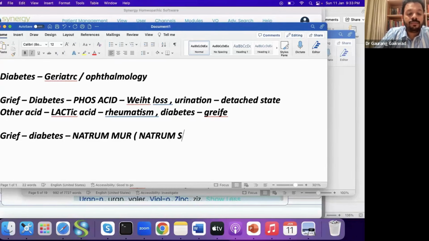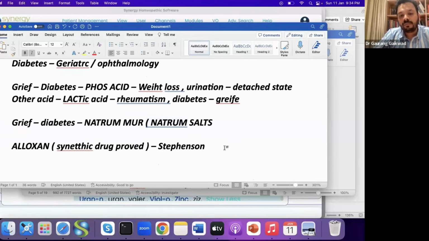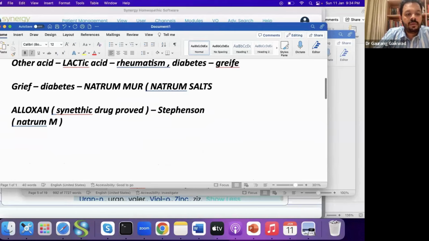But I also think about a very interesting remedy. It's called alloxan. This is a very important remedy, which is a kind of synthetic drug, which was later proved into homeopathy by a gentleman known as Stephenson. He has done some provings of alloxan. So this is another fascinating remedy which I use. Alloxan has a resemblance with natrum mur.